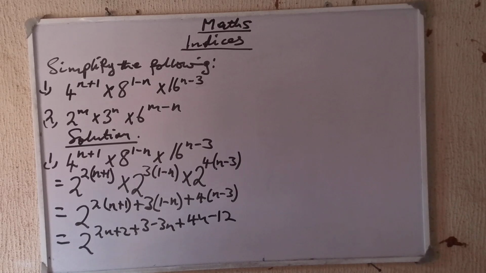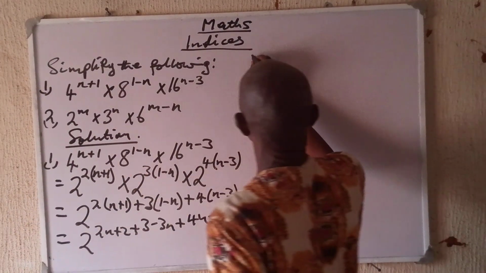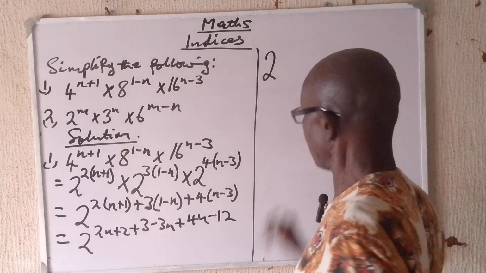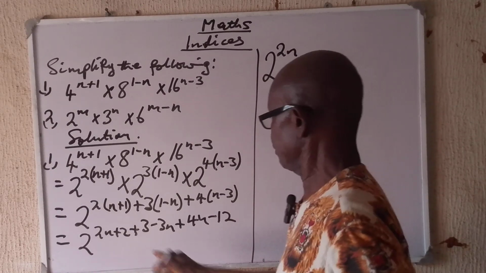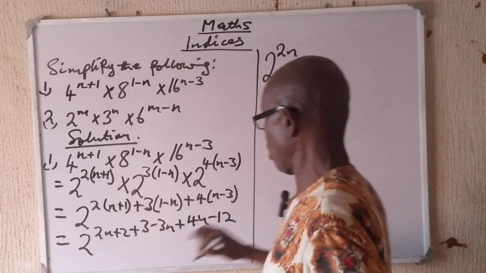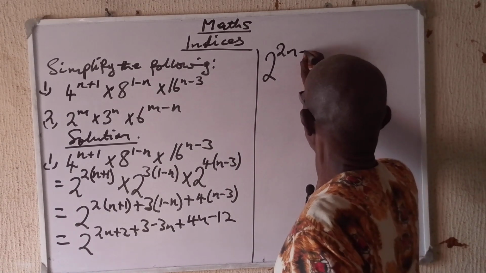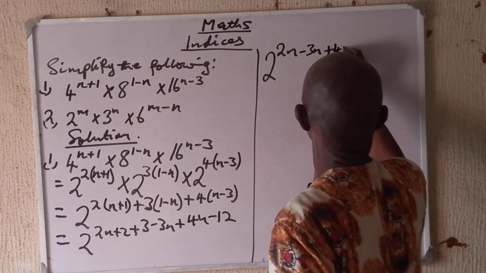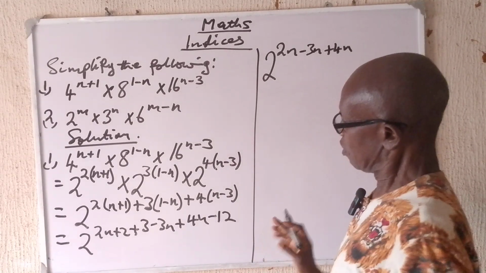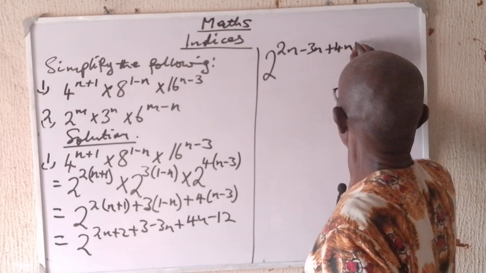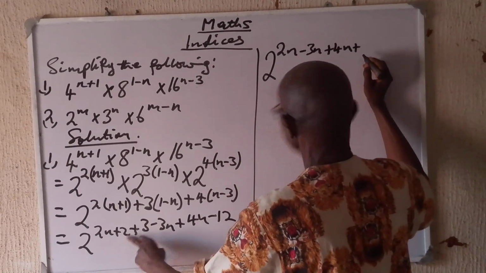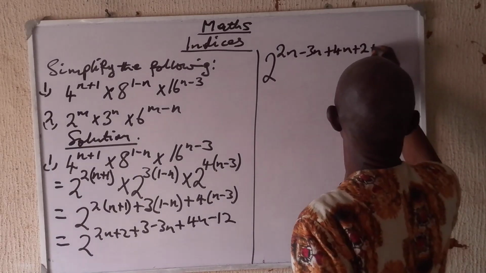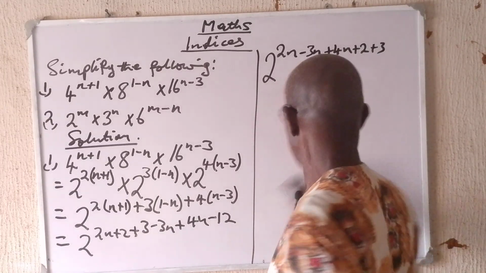In order to collect like terms, we move on. From this side, we have 2 raised to power 2n. We bring together all the values containing n: minus 3n, then plus 4n. We are now going to collect ordinary numbers. Then plus 2, plus 3, minus 12.